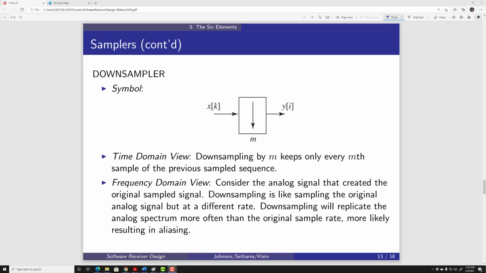A downsampler decimates the digital signal into a sequence with fewer samples. In this case, m is the downsampling rate, an integer greater than or equal to 1. The original signal is x0, x1, x2, x3. If I downsample with the downsampling rate m equal to 2, I'm going to decimate and only take x0, x2, x4, a subset of the original signal.